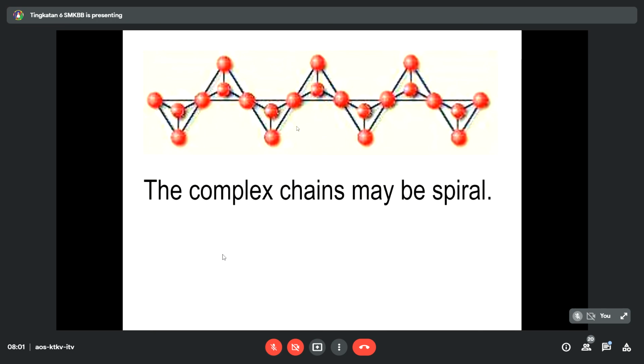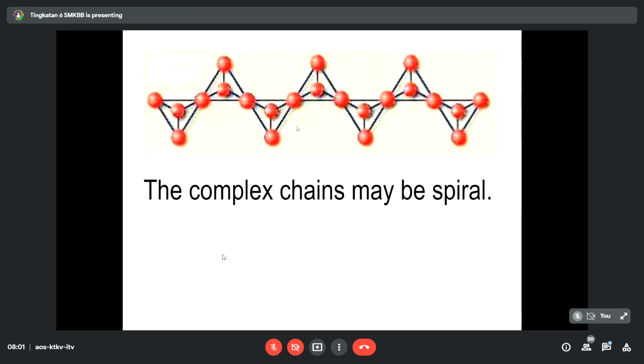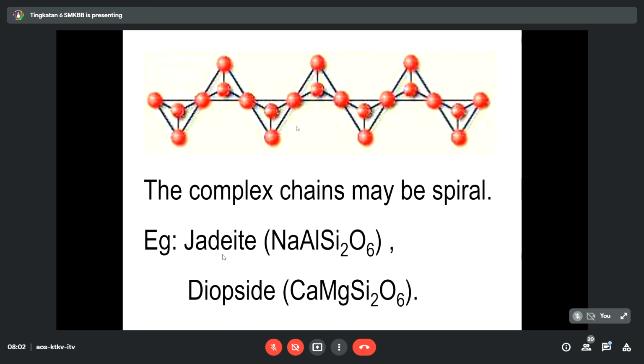Single chain, alternate, on the left and on the right. Up down, up down, up down. Okay, of course the complex chains may be spiral, but normally don't draw spiral. If they ask you to draw a straight chain, okay, draw it straight like this.